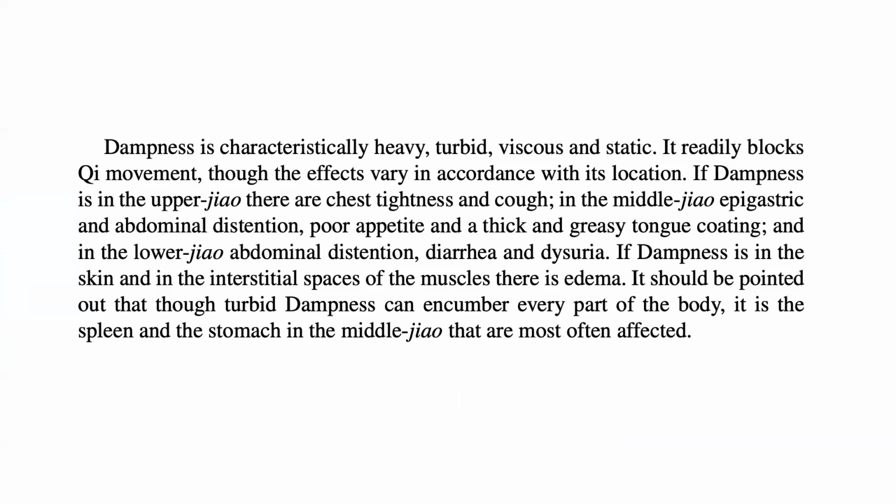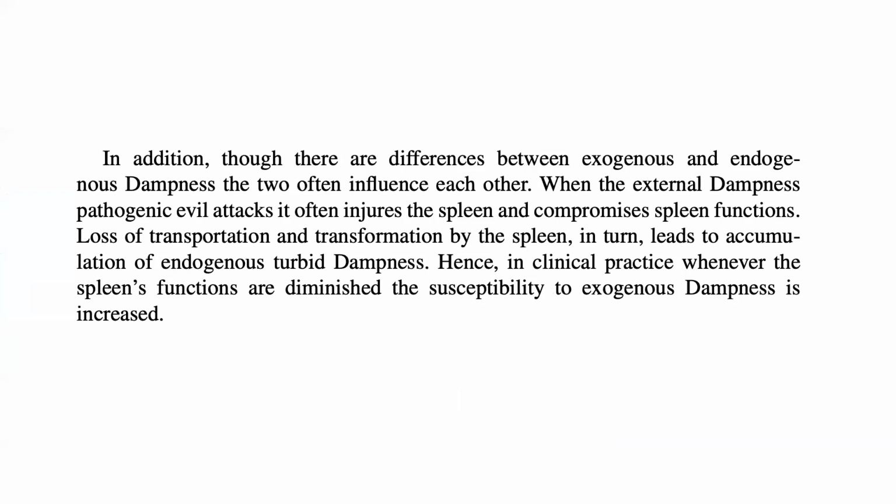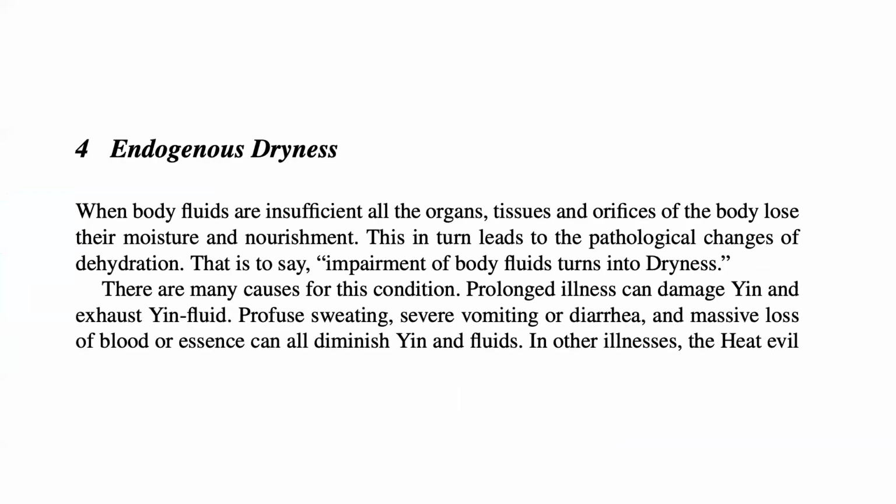It should be pointed out that though turbid dampness can encumber every part of the body, it is the spleen and the stomach in the middle jiao that are most often affected. Though there are differences between exogenous and endogenous dampness, the two often influence each other. When the external dampness pathogenic evil attacks, it often injures the spleen and compromises spleen functions. Loss of transportation and transformation by the spleen in turn leads to accumulation of endogenous turbid dampness. Hence, in clinical practice, whenever the spleen's functions are diminished, the susceptibility to exogenous dampness is increased.